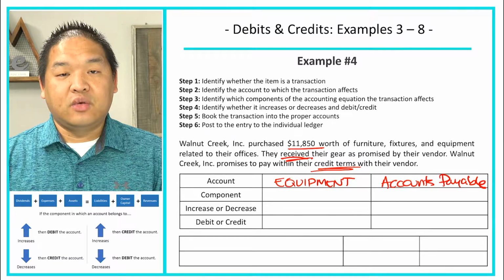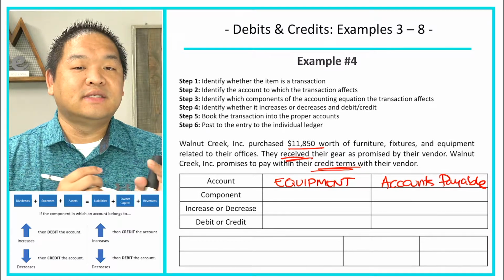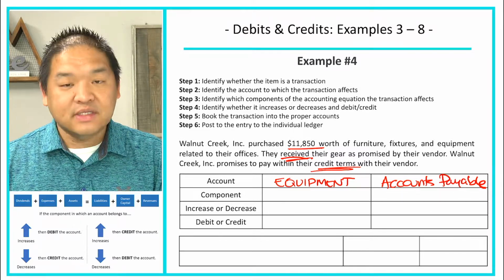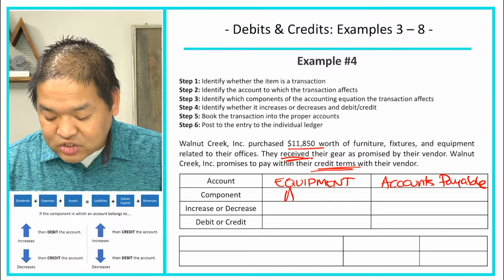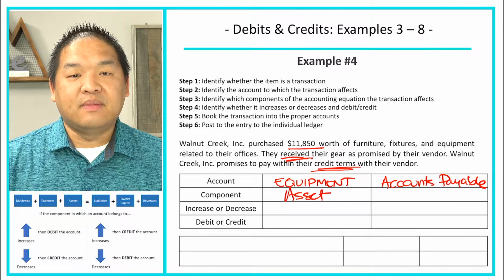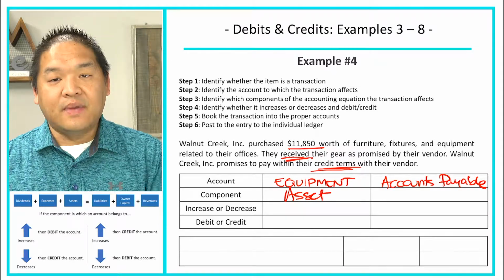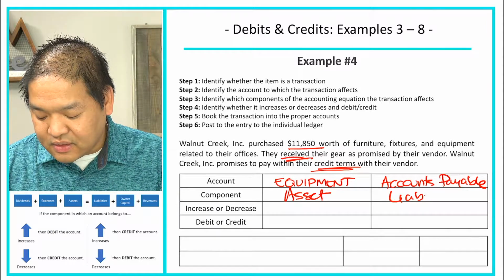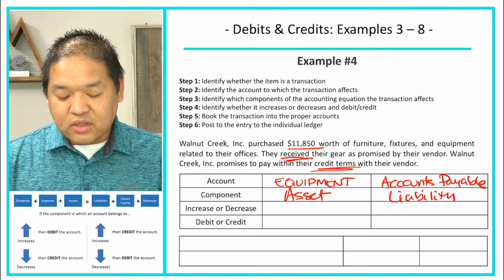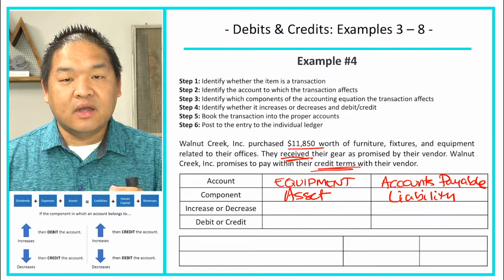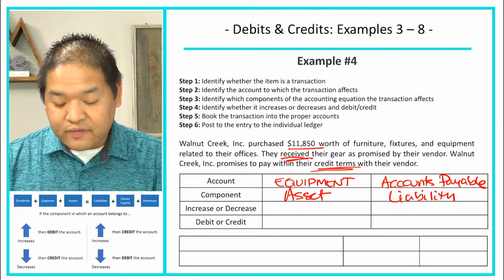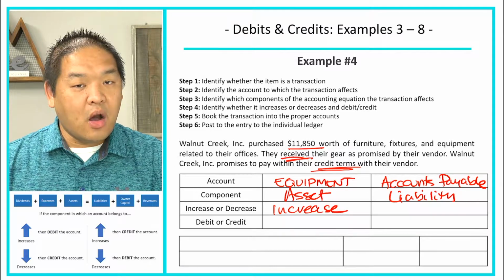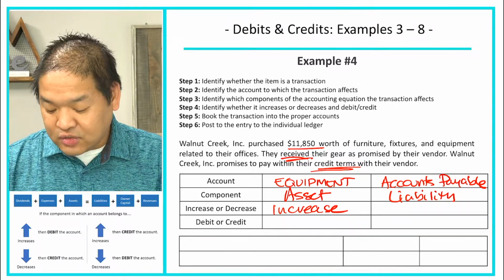Now, what component is equipment? Well, equipment is something that provides the company some type of future benefit. So if that happens, then that is an asset by definition. What about the accounts payable? Well, accounts payable is something that we owe, and because it is owed, we call that a liability. So that's a liability. All right, so is equipment increasing or decreasing? Well, we're receiving equipment, so that's going to increase the amount of equipment we have. And our accounts payable is a liability. We now owe more. Because we owe more, that's also increasing.